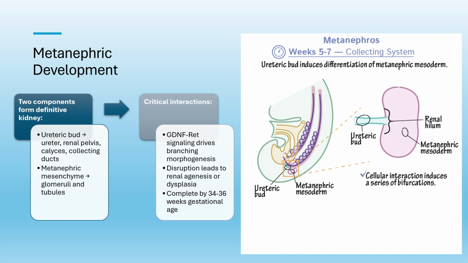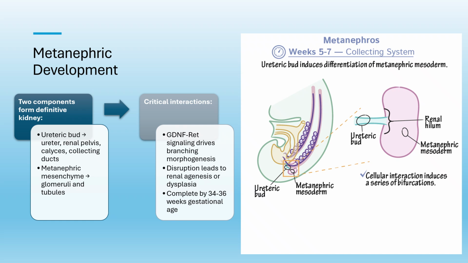It branches repeatedly to form the ureter, renal pelvis, major and minor calyces, and ultimately the collecting ducts. Think of it as building the entire plumbing network from a single starting point. The metanephric mesenchyme provides the functional tissue, the actual filtering units. This mesenchymal cap surrounds each branching tip of the ureteric bud and differentiates into nephrons, glomeruli, proximal tubules, loops of Henle, and distal tubules. Without this mesenchyme, you'd have drainage pipes, but no filtration system.